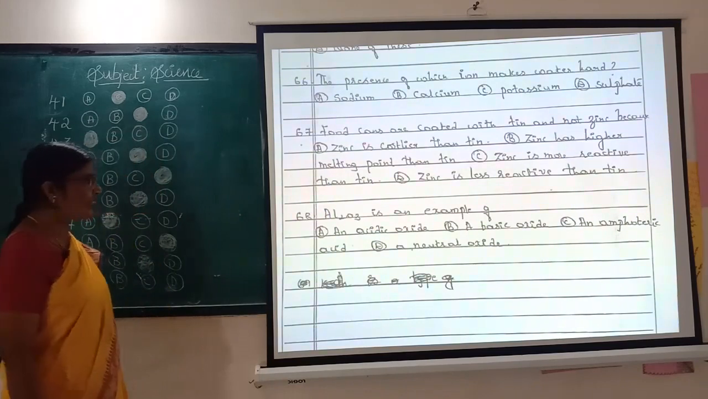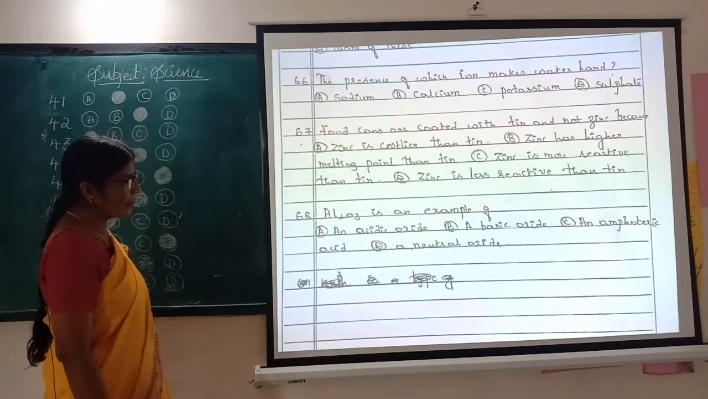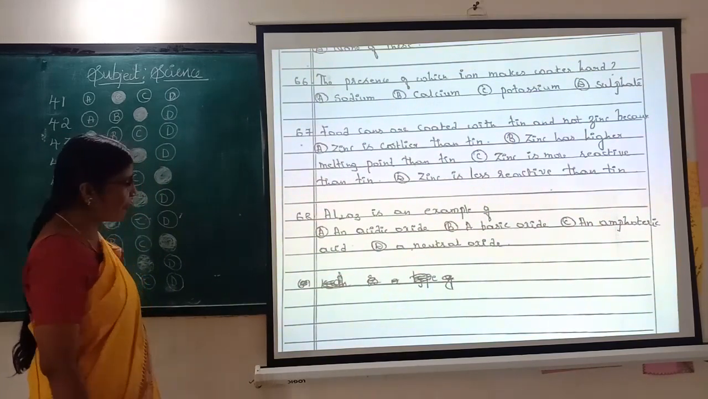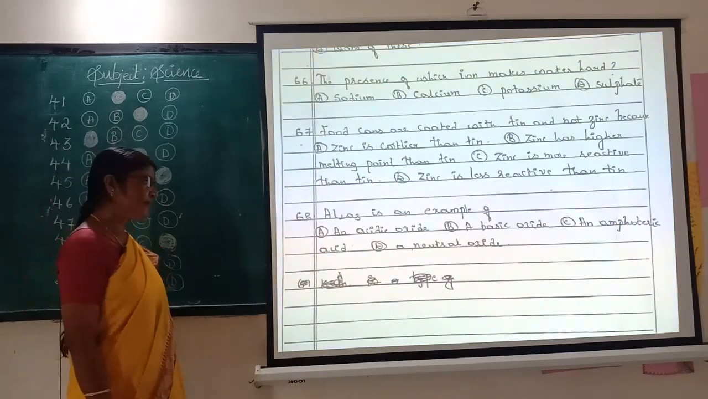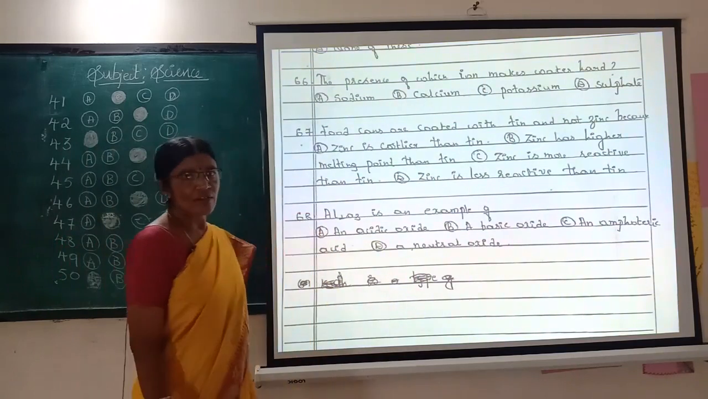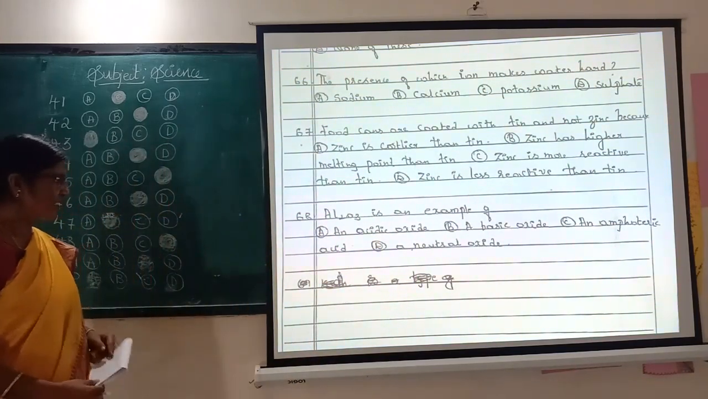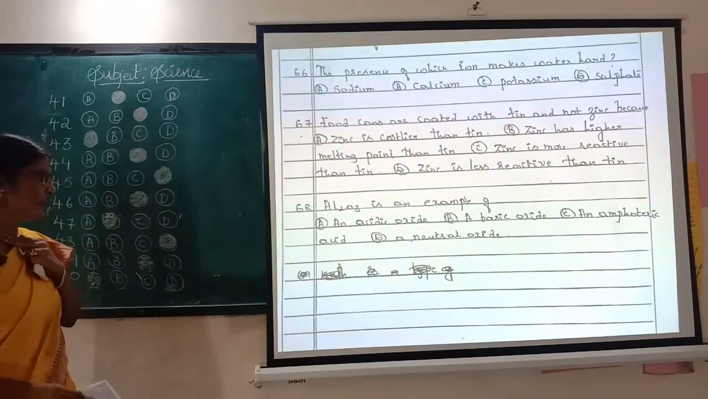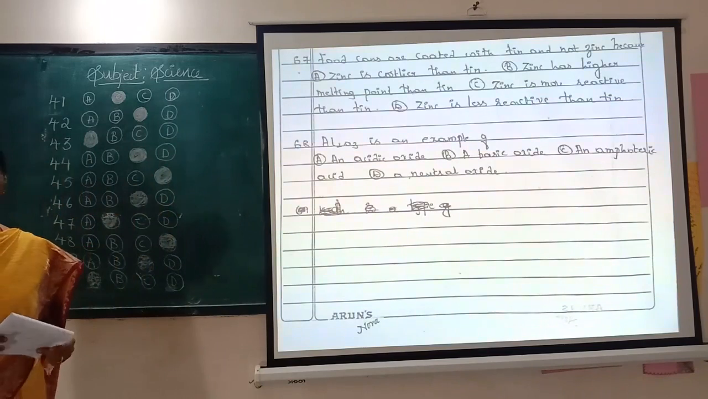Al2O3 is an example of: A, an acidic oxide; B, a basic oxide; C, an amphoteric oxide; D, a neutral oxide. C is the right answer, children, that is an amphoteric oxide, which reacts with both. It is an amphoteric oxide, children, is an example. They asked, isn't it, children? With this we complete our chemistry questions, children.